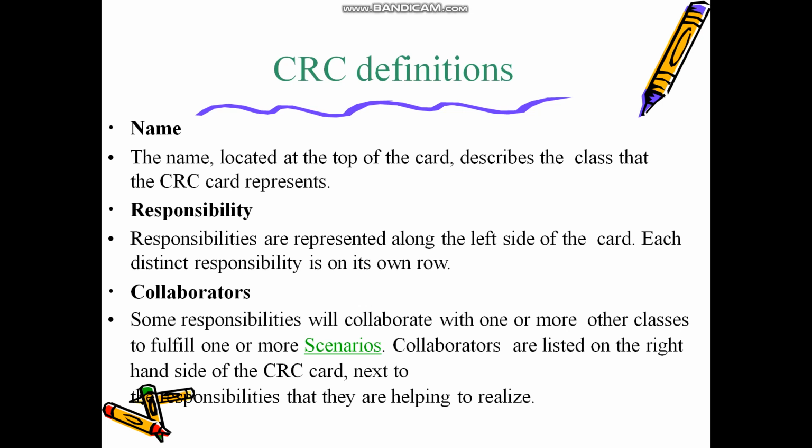The third one is the collaborator. Some responsibilities will collaborate with one or more classes to fulfill one or more scenarios. That's when collaborators are listed on the right-hand side of the CRC card, next to the responsibilities they are helping to realize. That means the class name is on the top side, responsibility is on the left side, and collaborator is on the right side.